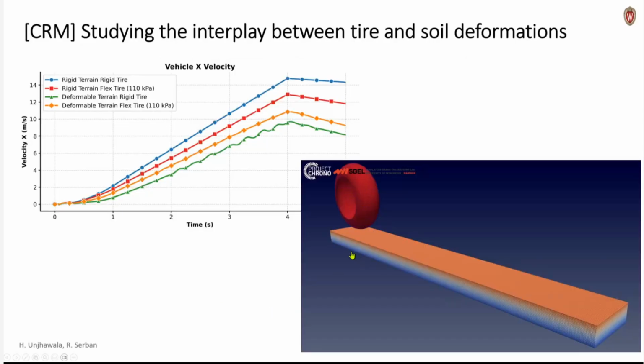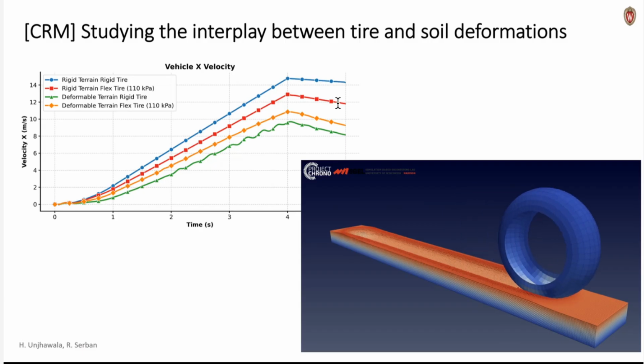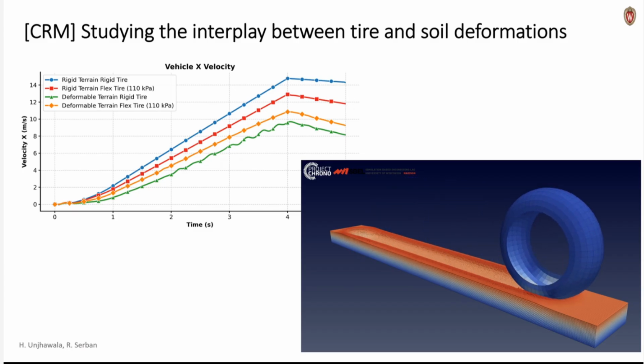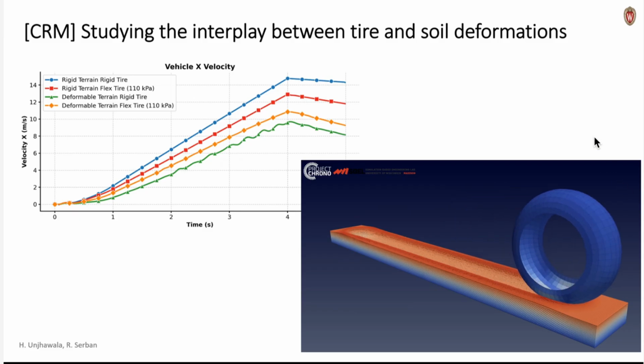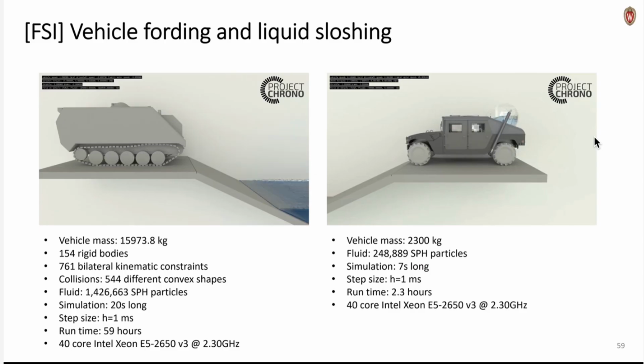This is a study on CRM of the interplay between internal tire pressure and the stress in the terrain. And the question is, as some of you may know, when people go off-roading, they always deflate the tires. And this is because that is the most efficient way of navigating a deformable terrain area. And you can show this through simulations.